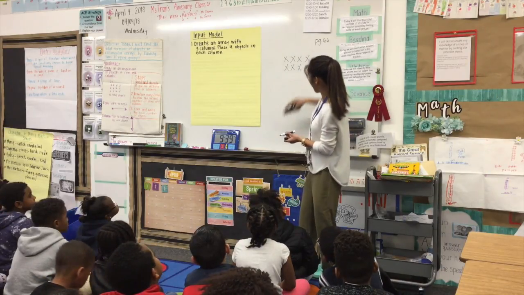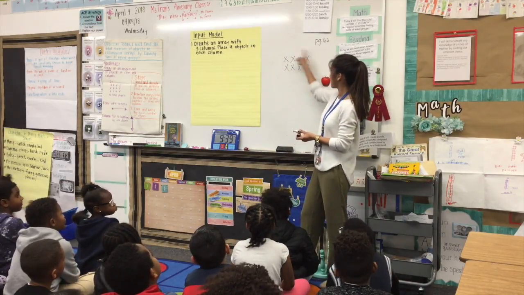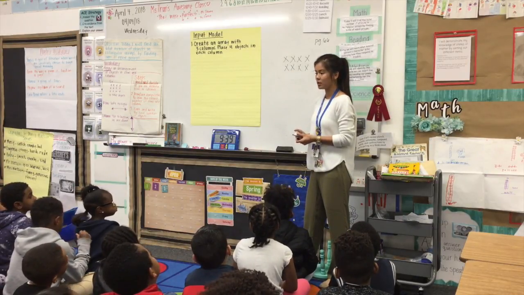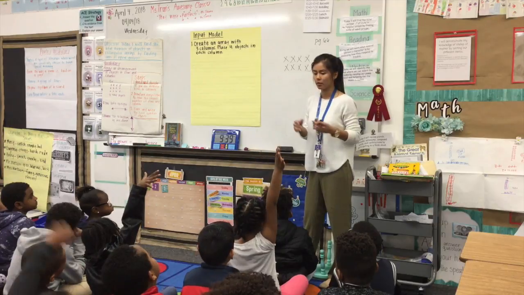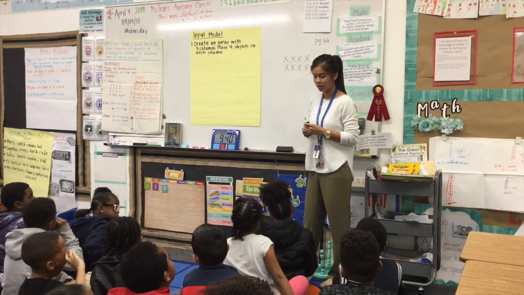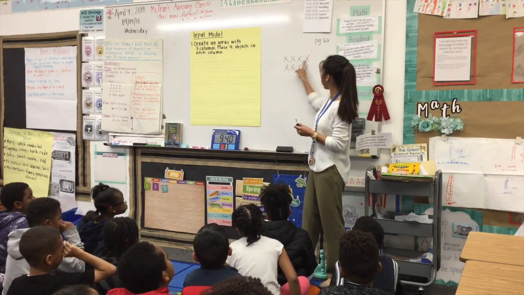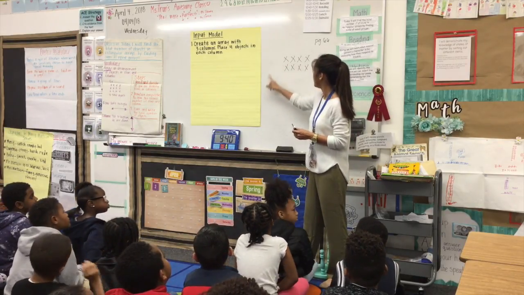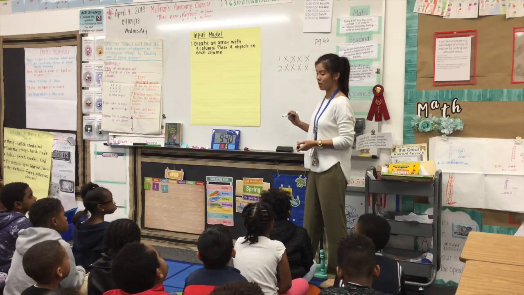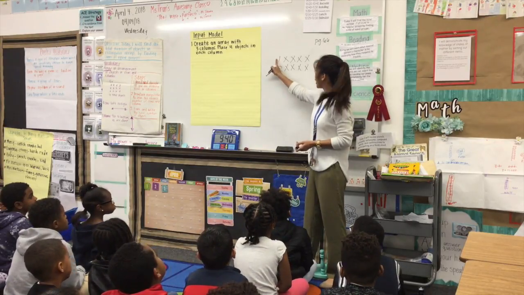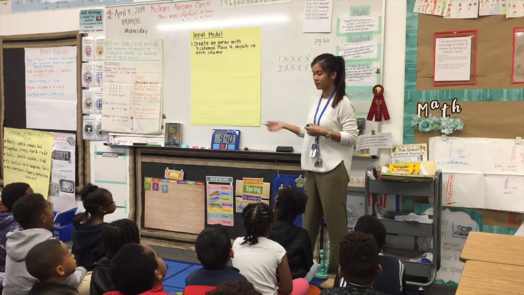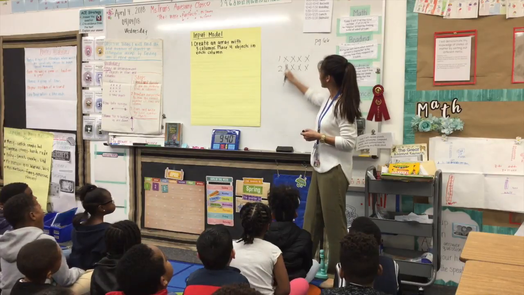I'm not actually going to draw a rectangle. I need to count the rows and columns. When I look at this right here, I need to count the rows first. Are rows up and down, or left and right? Rows are what, Layla? Rows are left and right. So I have 1, 2 rows. And I always need to label it so I don't lose track of it. So how many rows do I have, class? 2.